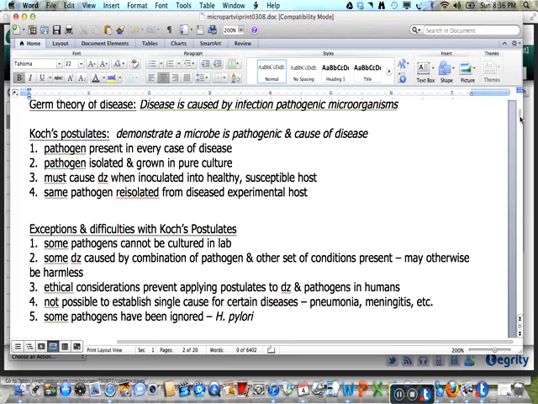It is not always possible to establish a single cause for a certain disease, such as pneumonia and meningitis. Those diseases may be viral, bacterial, fungal, or parasitic in nature. Other pathogens were ignored for years, such as Helicobacter pylori.